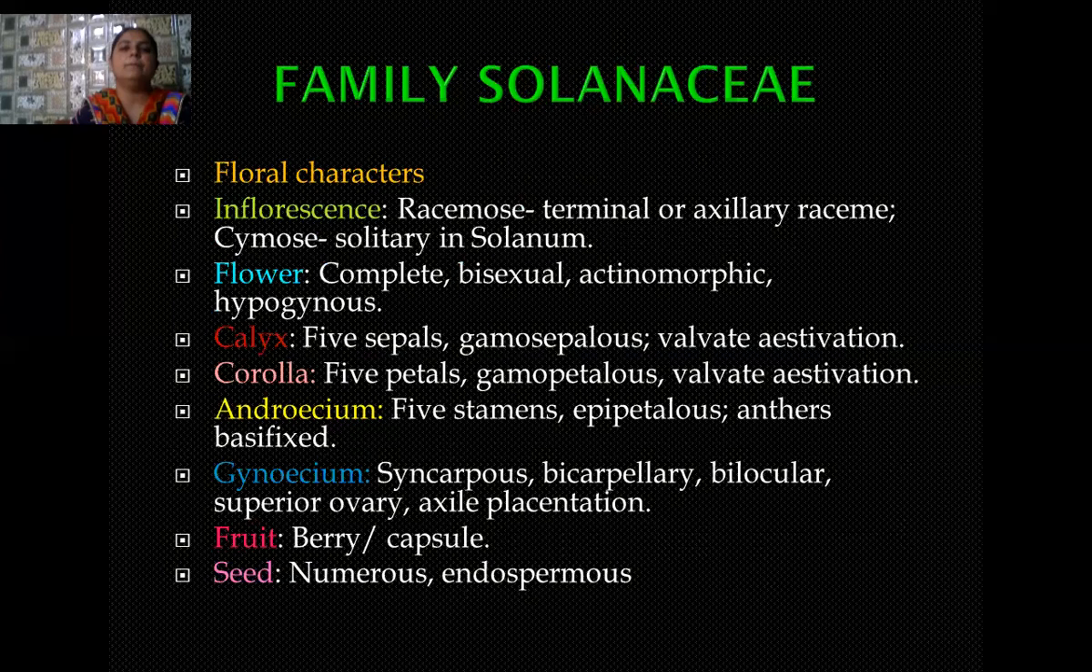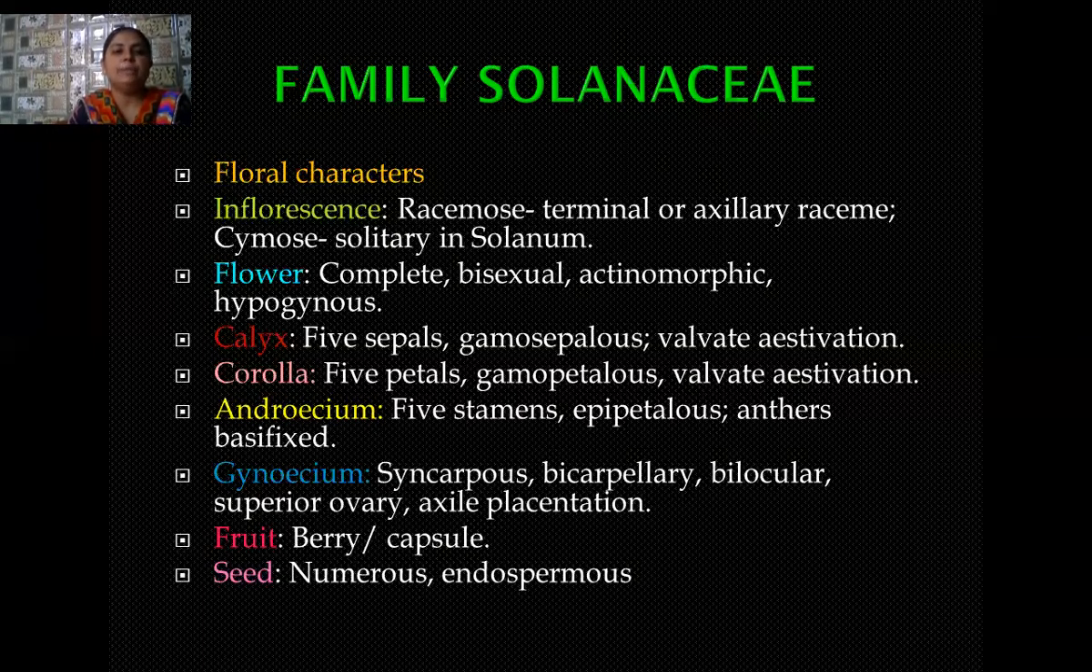They form a net. Okay, floral characters, inflorescence, racemose type of inflorescence, terminal or axillary racemose type of inflorescence. Sometimes cymose inflorescence is also present. It is visible in case of the plant Solanum. Flower is complete bisexual flower, actinomorphic flower, and hypogynous flower. Calyx, how many? 5 sepals. Gamosepalous condition is there. All the sepals are fused together, and valvate estivation is there. Then we have corolla. So 5 petals are there. Gamopetalous again condition. All the petals are fused, and valvate estivation is there.